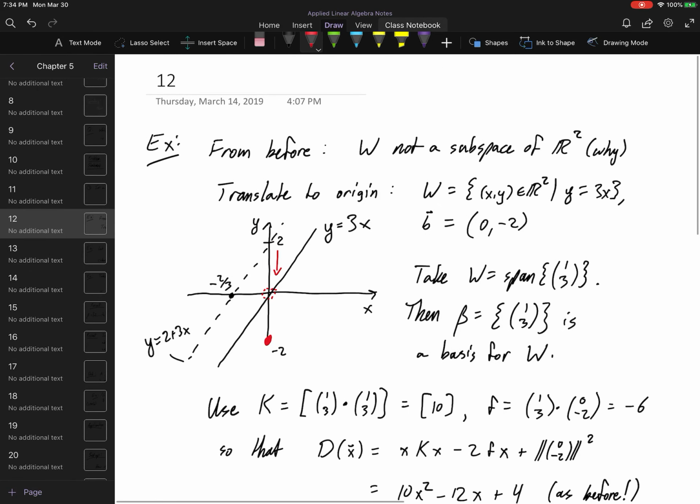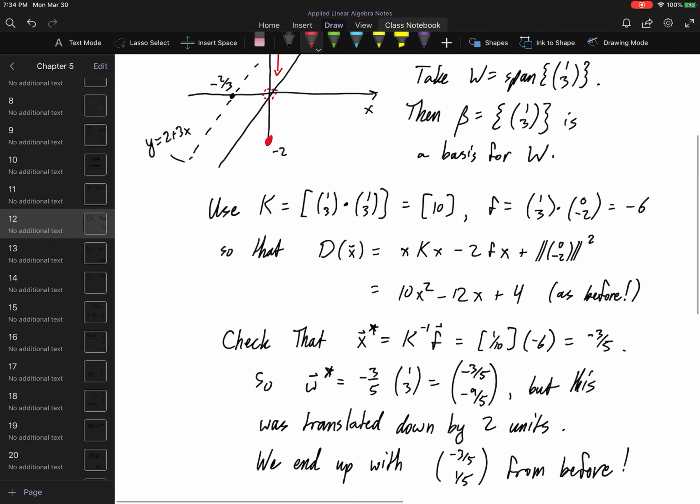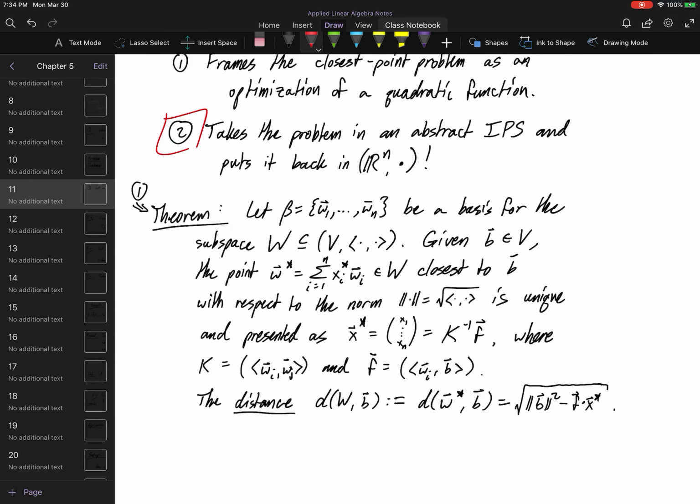We left off in the last video talking about how we could solve the closest point problem as a minimization problem. Specifically, we had this theorem telling us that if we were working in an arbitrary inner product space, we could translate this closest point problem into a question in Rn with the standard Euclidean inner product, the standard Euclidean dot product. And this would allow us to invoke our minimization principle from before.